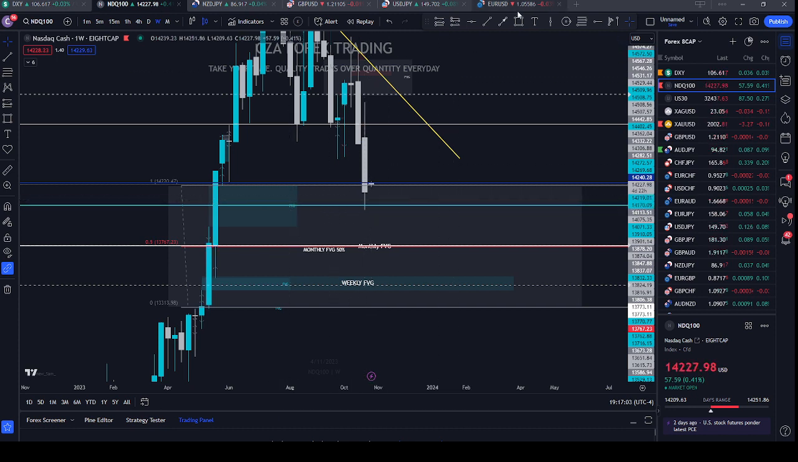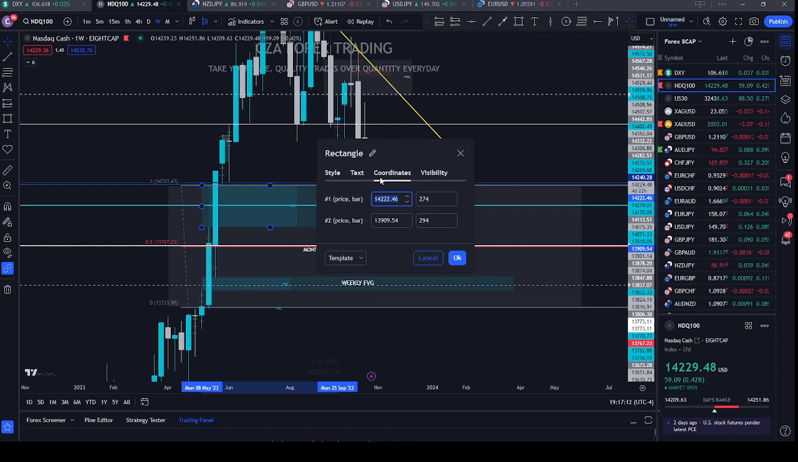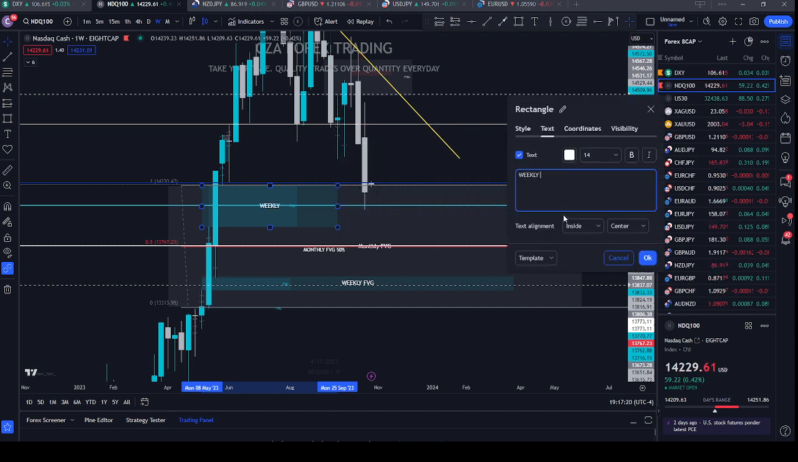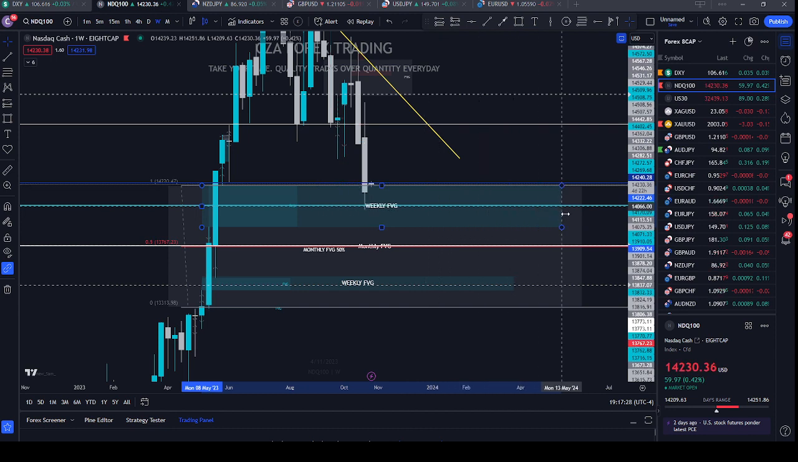So this point of interest right here, this fair value gap, so you guys can see. Fair value gap is at 14222.46, 13909.54. Weekly fair value gap. That line we did identify last week as well, which is great. We identified that line last week.